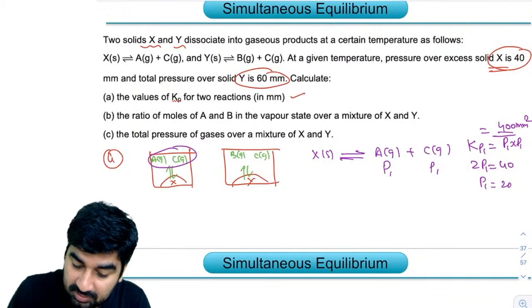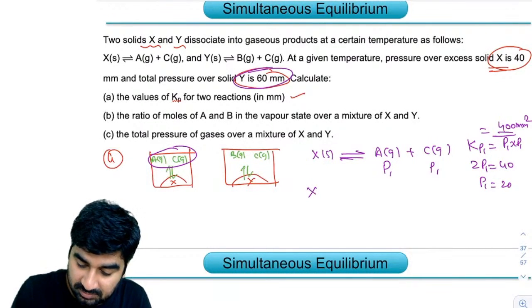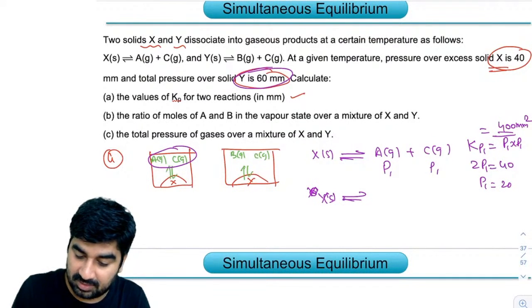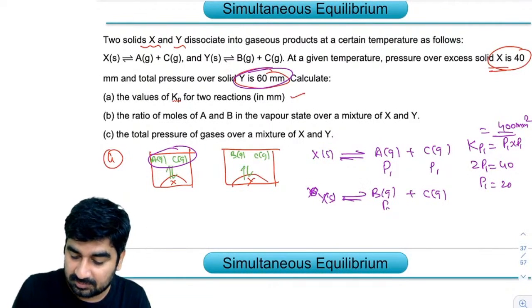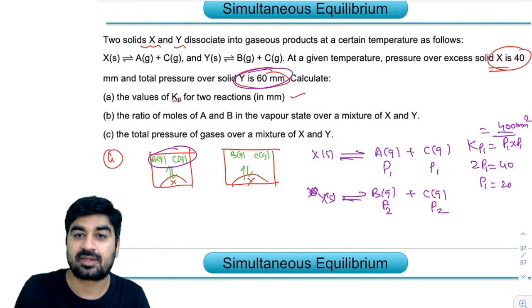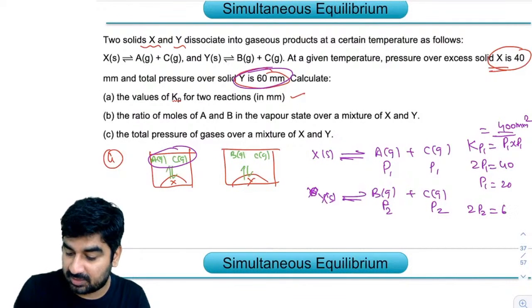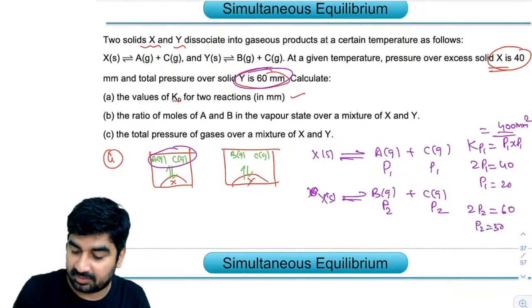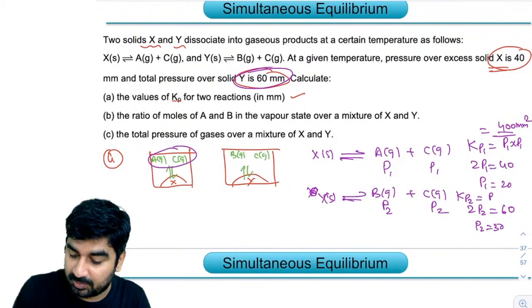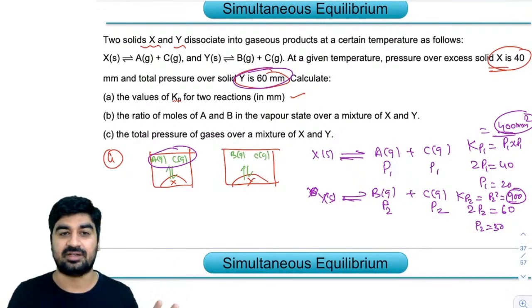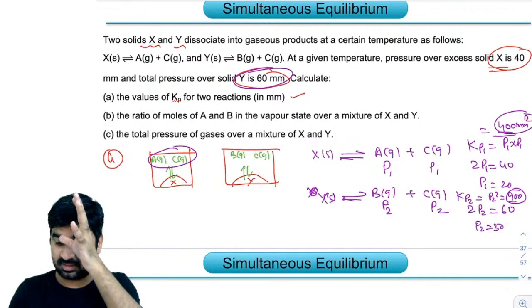Similarly, for the second one it is 60. So if I am writing Y solid, and it is giving me B gas and C gas, P2, P2, right guys? So what will be the value of 2P2? It would be 60, P2 would be 30. So Kp2 would be P2 square and it would be 900. So guys, for the first answer, I'm not saying that X and Y are together in a container, they are separate.